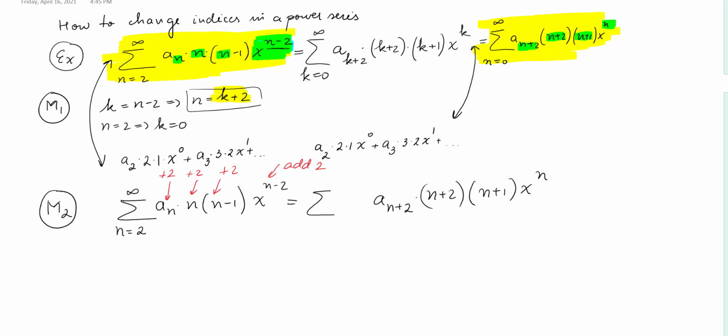Now what happened to the n in the summation? Well, it started at n equals 2, so where we added a 2 elsewhere, here we are subtracting, right? Because now n starts at 0. So here we subtracted 2. So it's going to be n equals 0 to infinity. And we are generating exactly the same thing. I hope this helps.